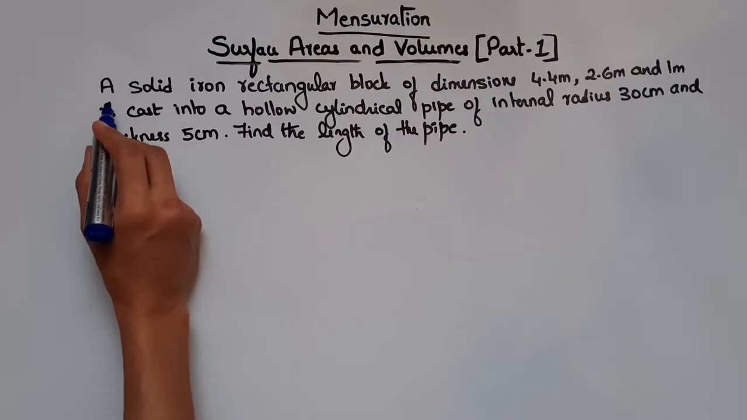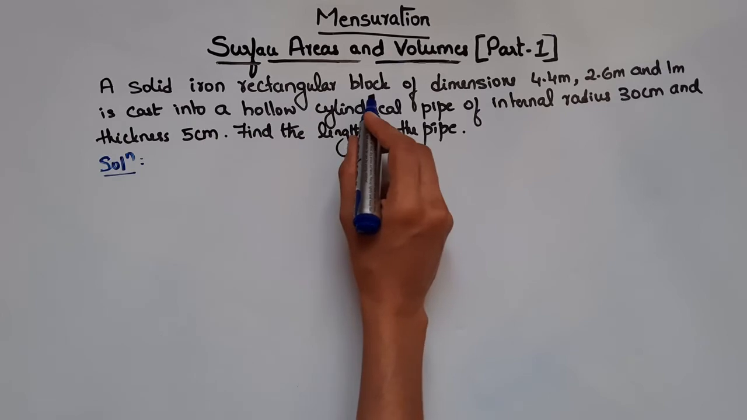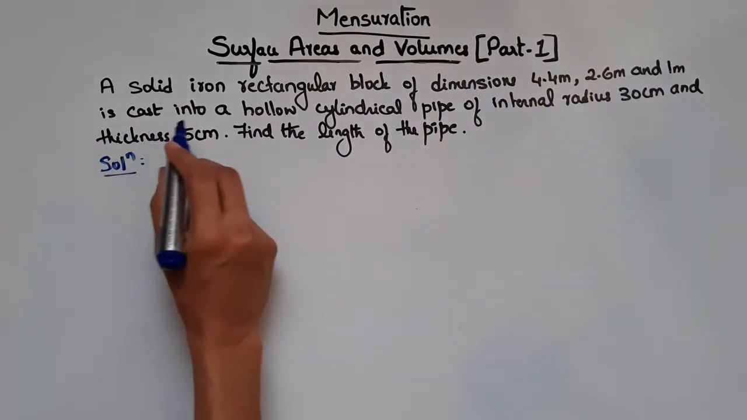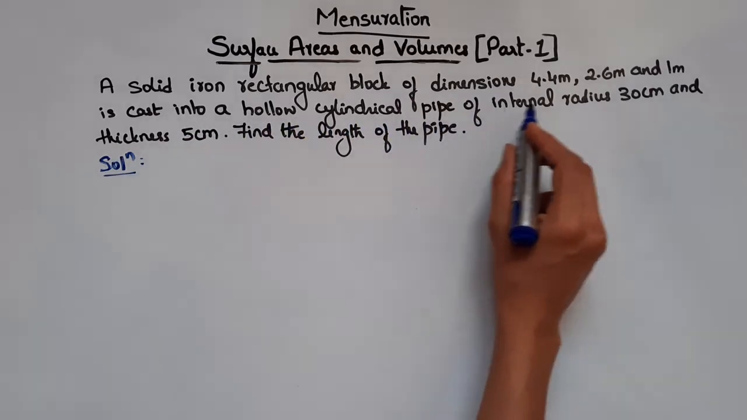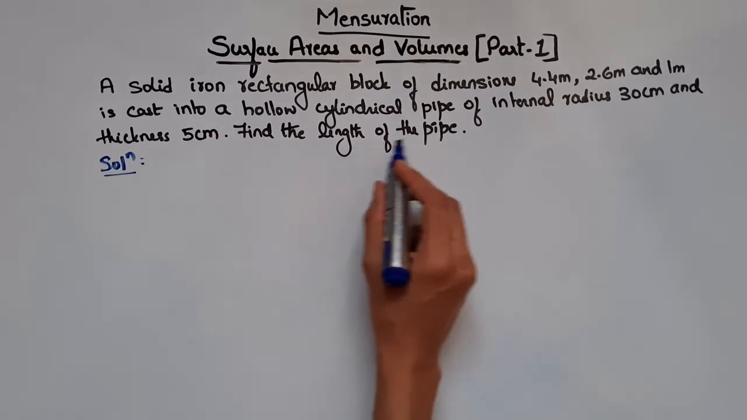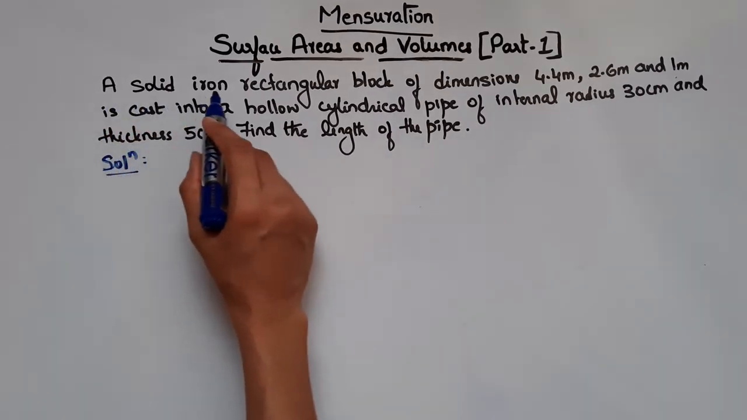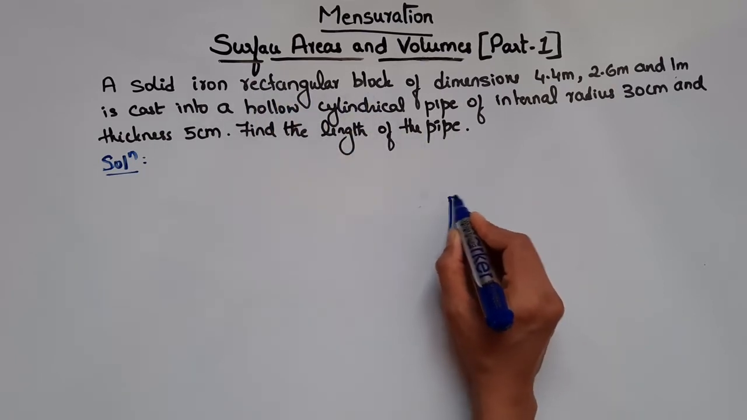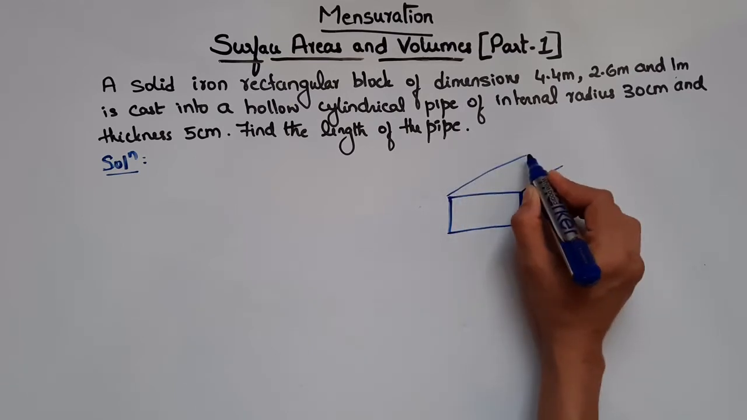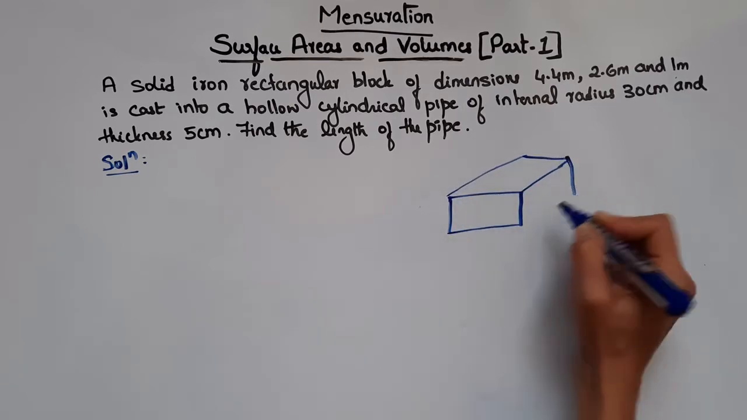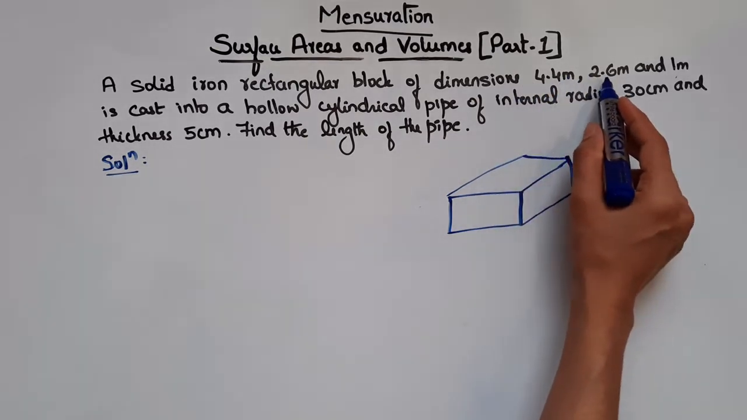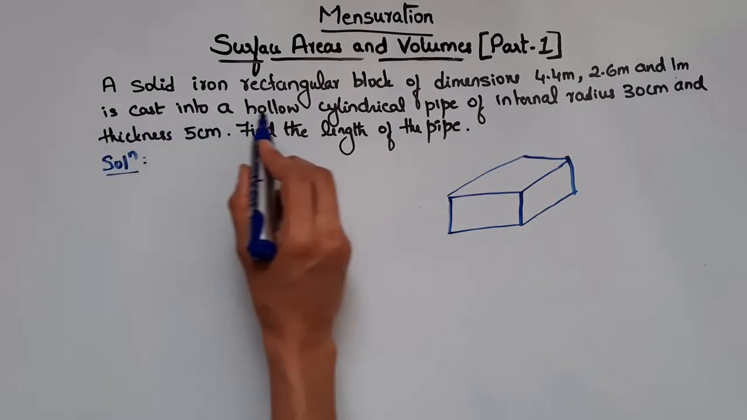So let's see this problem. Here it says a solid iron rectangular block of dimensions 4.4 meter, 2.6 meter and 1 meter is cast into a hollow cylindrical pipe of internal radius 30 centimeter and thickness 5 centimeter. Find the length of the pipe. So here it says there is a solid iron rectangular block. Let's say this is a solid iron rectangular block. Its dimensions are 4.4 meter, 2.6 meter and 1 meter. It is cast into a hollow cylindrical pipe.